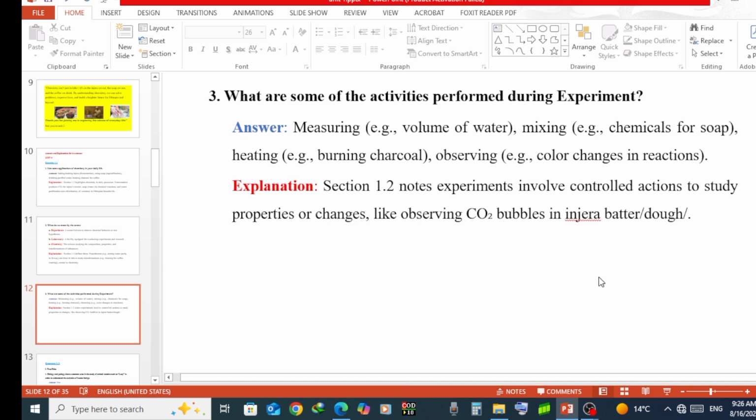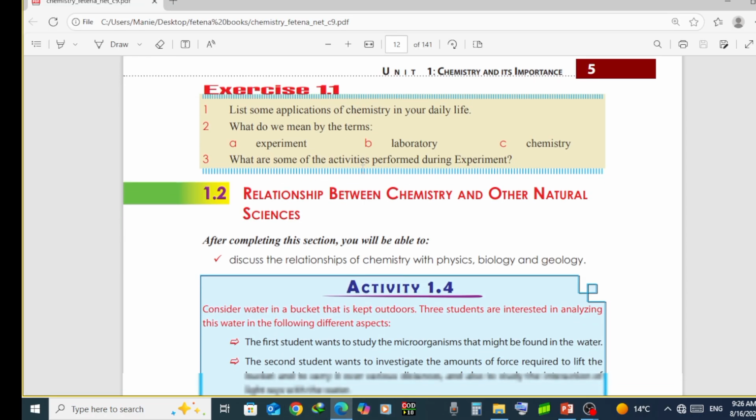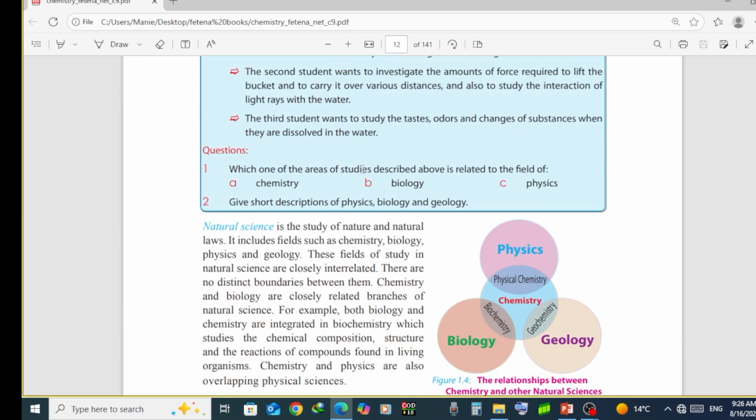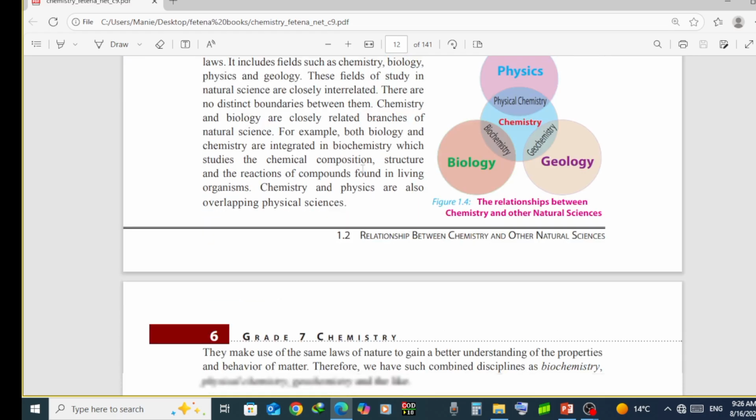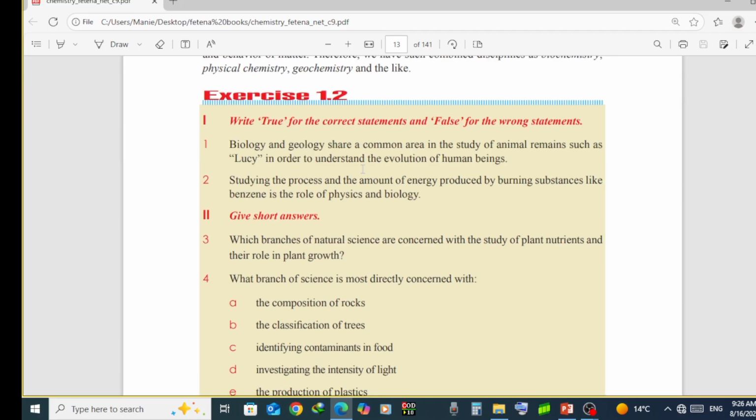Alright, the other is exercise 1.2. Let's try to see exercise 1.2, which is on your book page 6. Under exercise 1.2 it says, write true for the correct statement and false for the wrong statements.